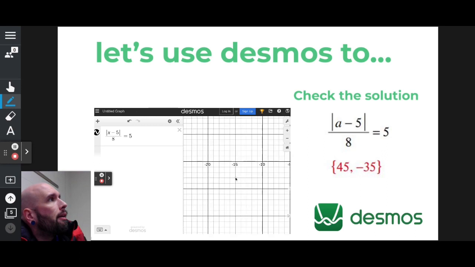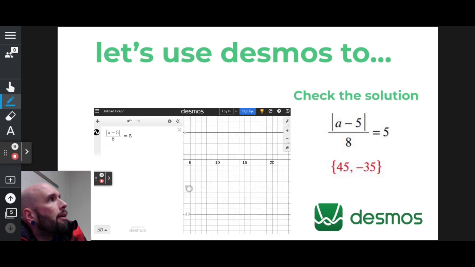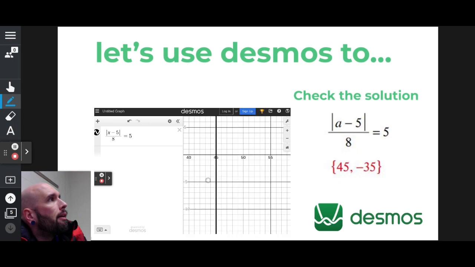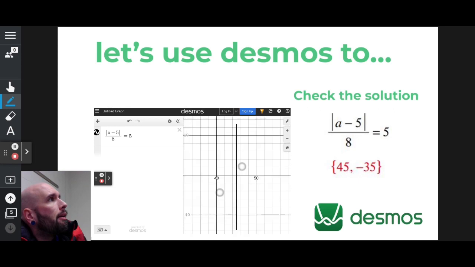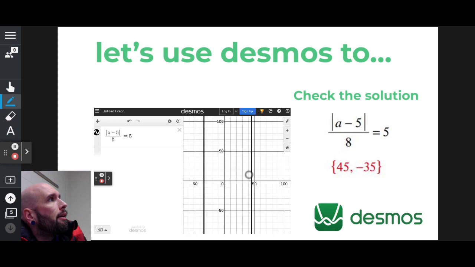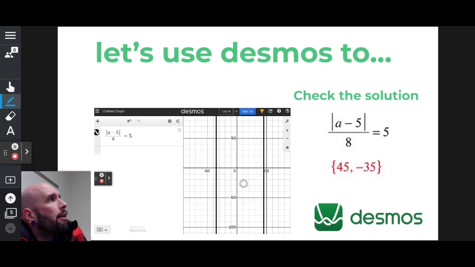Let's go over to the other guy that's supposed to be 45, and look at that. My line goes right through 45. So the answers that I stole from the internet, are they correct? Absolutely. And the way that you could check is by typing it in your Desmos calculator, see where your vertical lines go, and that gives me exactly what I need, baby.